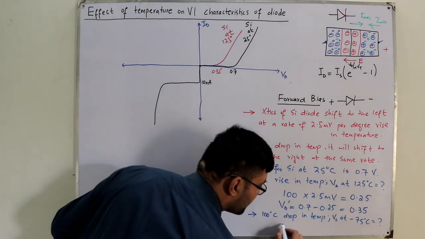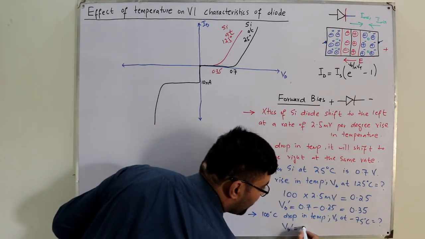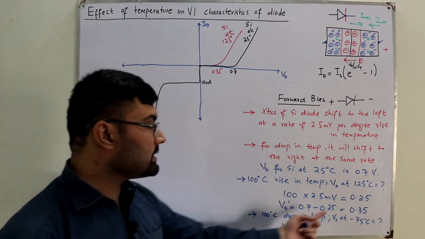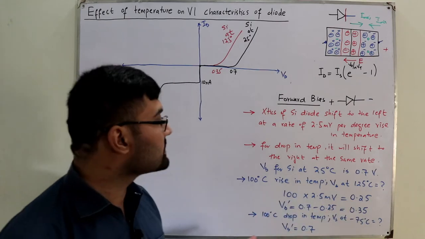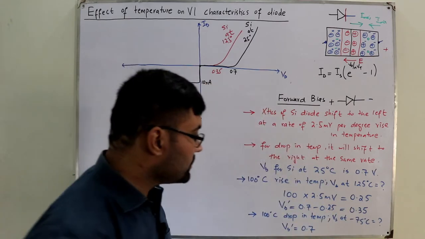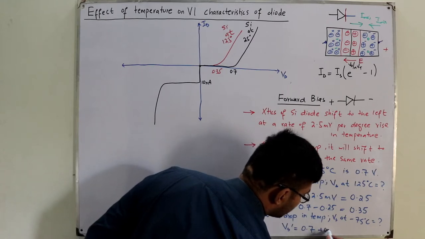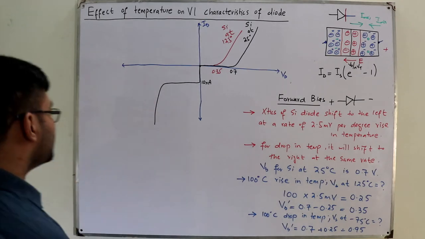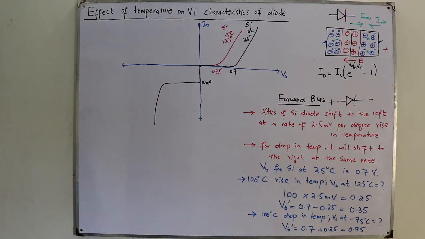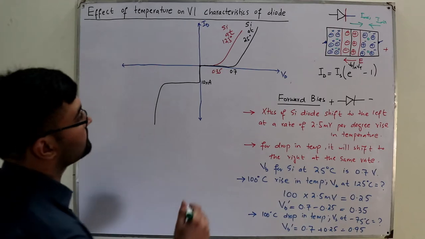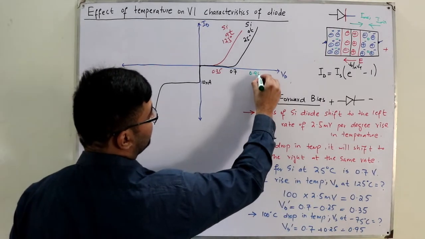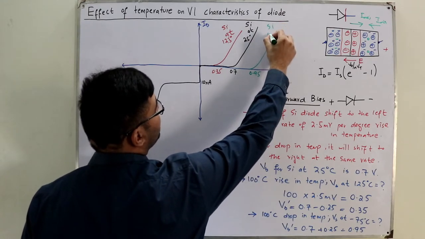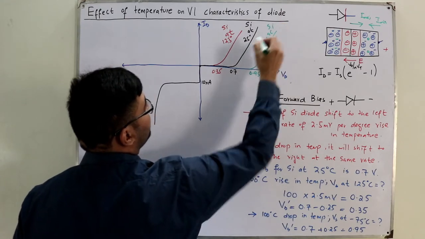The new barrier potential, VB dash, would be the old 0.7, and now it has to shift to the right at the same rate, and the rate is the same 0.25 because we took the same 100 degrees. So now it has to shift to the right, so we add 0.25 to 0.7 to get 0.95. So the new barrier potential has come out to be 0.95. Let's say this is 0.95 and this is the graph. So this is the same silicon at minus 75 degrees centigrade.